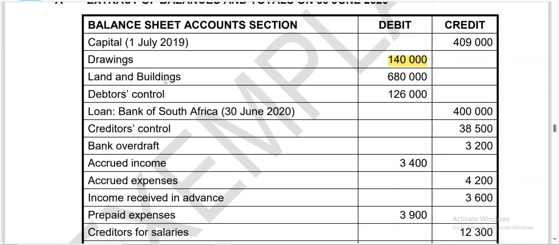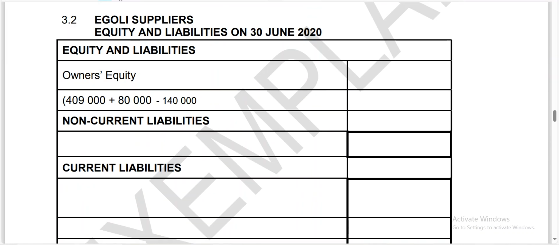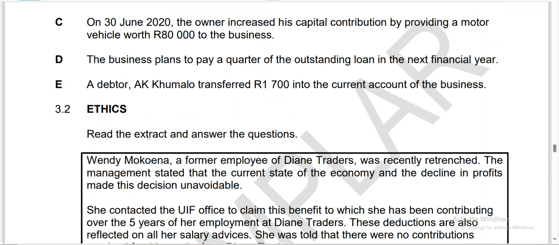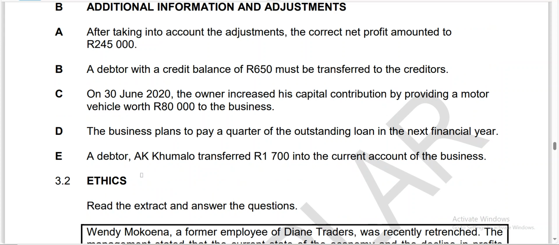The next one says that, remember, on the balance sheet we are doing the equity section, so it means that some of these things will not fit. Our land and buildings, our debtors control will not fit. Then we also have the loan from the Bank of South Africa for 400,000. But for this one, I always advise learners to wait until they've read the loan statement, because it is the one that is going to tell them what must happen. So that loan, that closing balance, we have a transaction that says a quarter of the loan will be paid in the next financial year.